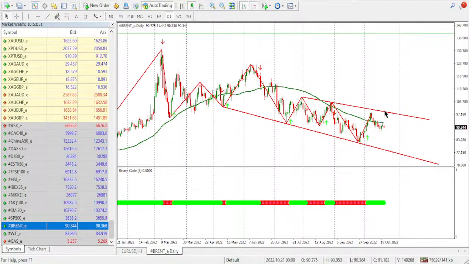In case the price ascends above this trend line, then look for buy positions up to this point here.